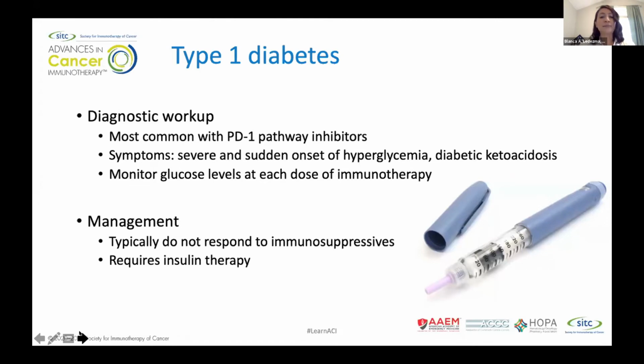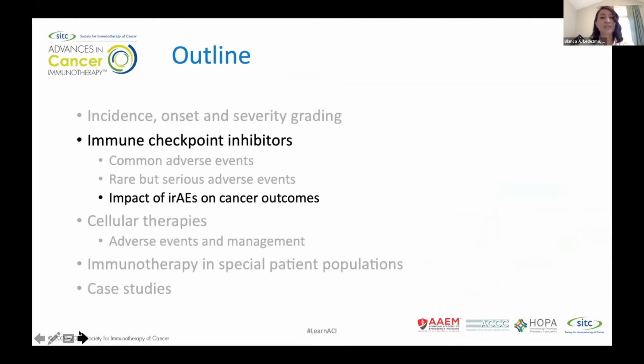We don't give any immunosuppressants for these patients. The pancreatic beta cells degrade pretty quickly, and we just manage these patients as medically appropriate with insulin. And of course, we refer these patients to specialty services with endocrinology to help us further manage them.